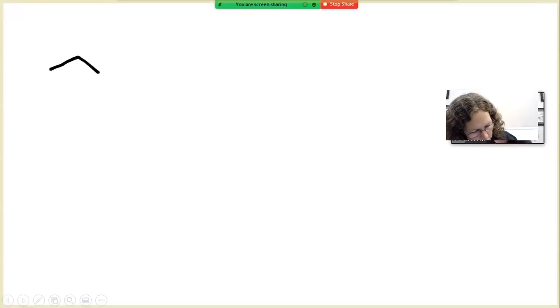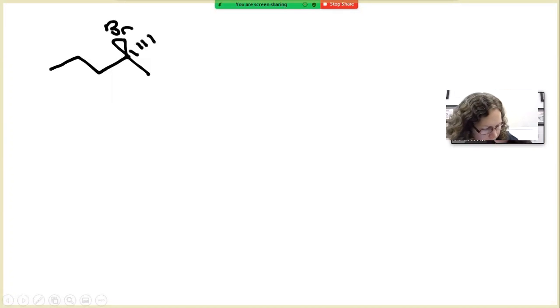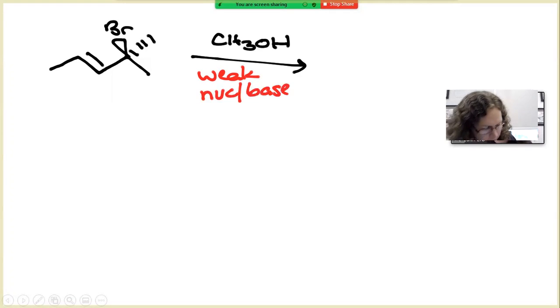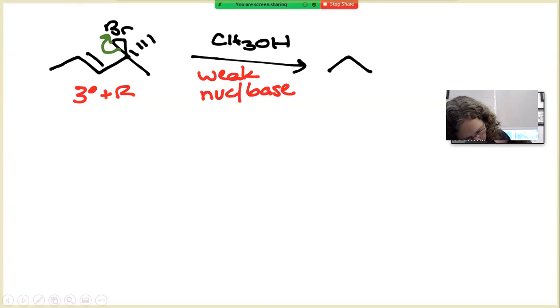So if we think about our reaction from the last slide, we had this molecule, and we know it's a unimolecular process. Our reagent is CH3OH, which is a weak nucleophile/base. And over here we have a tertiary plus resonance alkyl halide. The first thing that's going to happen is loss of a leaving group: we lose that bromine atom, and we make a carbocation. So it looks like this.